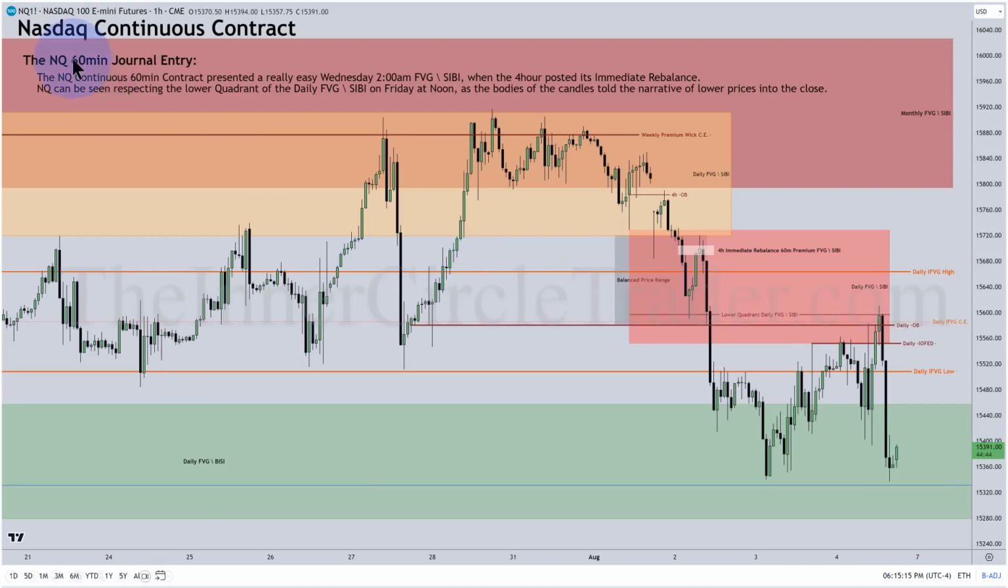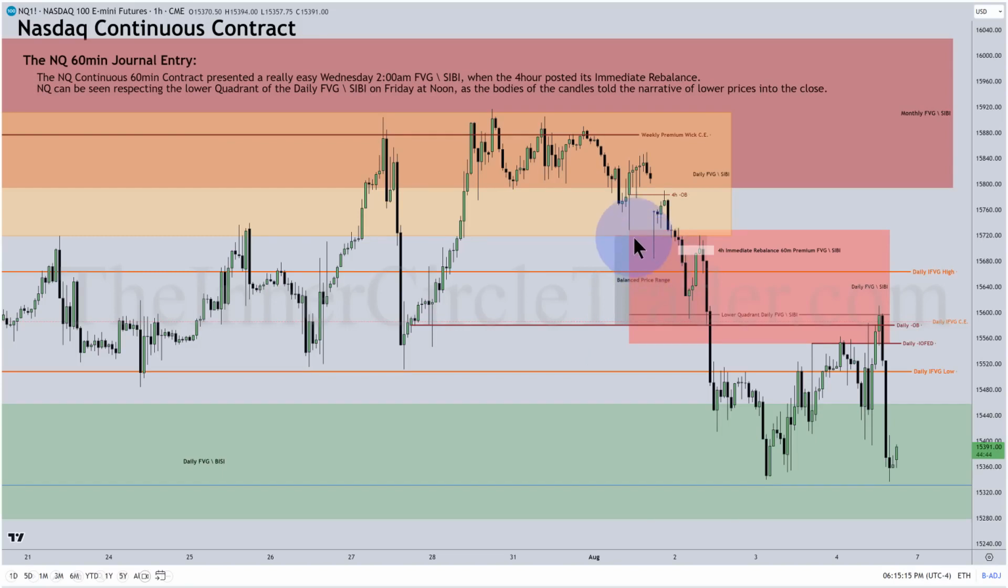The annotation for the 60-minute chart here is the NQ continuous 60-minute contract presented a really easy Wednesday, 2 o'clock in the morning fair value gap SIBI. That's this candle right there. When the 4-hour posted its immediate rebalance, that's this movement here. NQ can be seen respecting the lower quadrant of the daily fair value gap SIBI on Friday at noon. That's here. That's this level here. It's the lower quadrant of this shaded area. Half of it's here, and then the upper quadrant would be here.